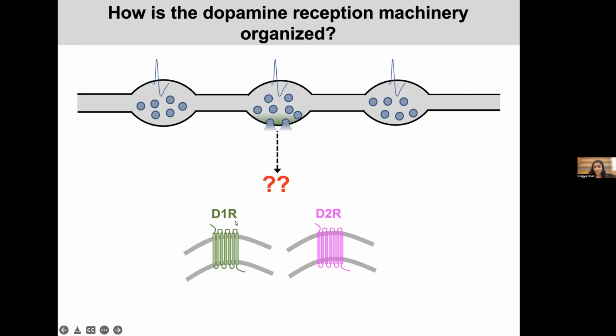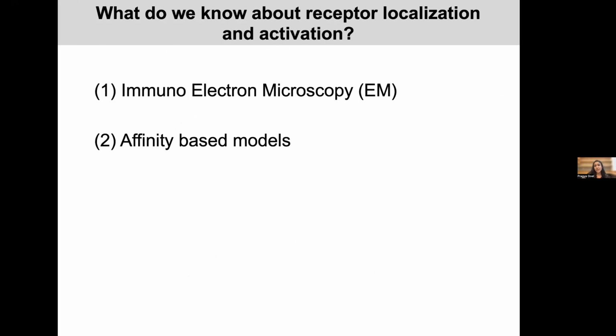So a lot is known about the receptor biophysics, their downstream signaling, pharmacology, but their density and location relative to dopamine axons is still unclear. So what we know about receptor localization and activation comes from two broad categories of studies. One is immunoelectron microscopy, and the other are affinity-based models.